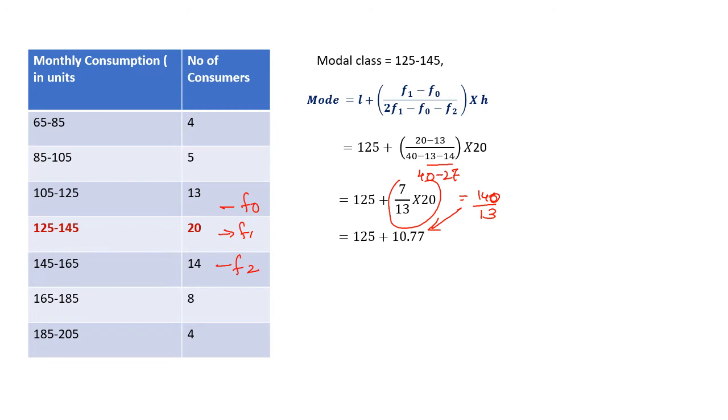So we get 125 plus 7 upon 13. Here we know it is 40 minus 27. So 40 minus 27 is 13 into 20. So we have calculated this, that is 140 upon 13. When you do this separately, 140 divided by 13, you get 10.77, and that is 135.77 units. So we found the mode. The mode of the data is 135.77 units.